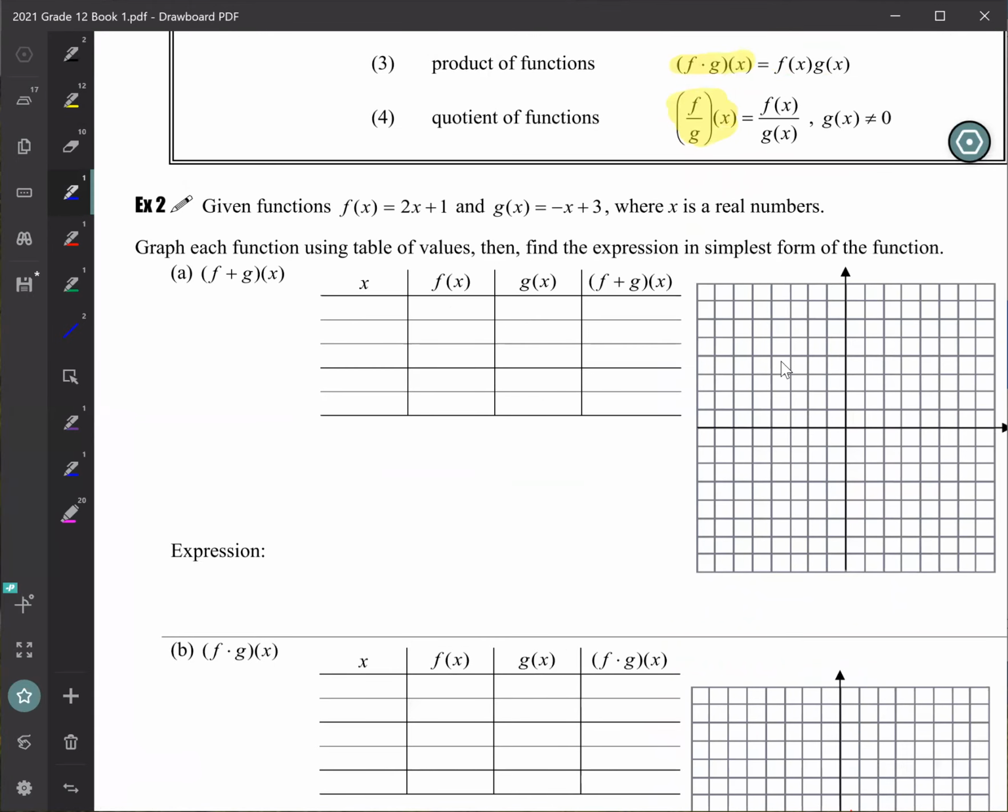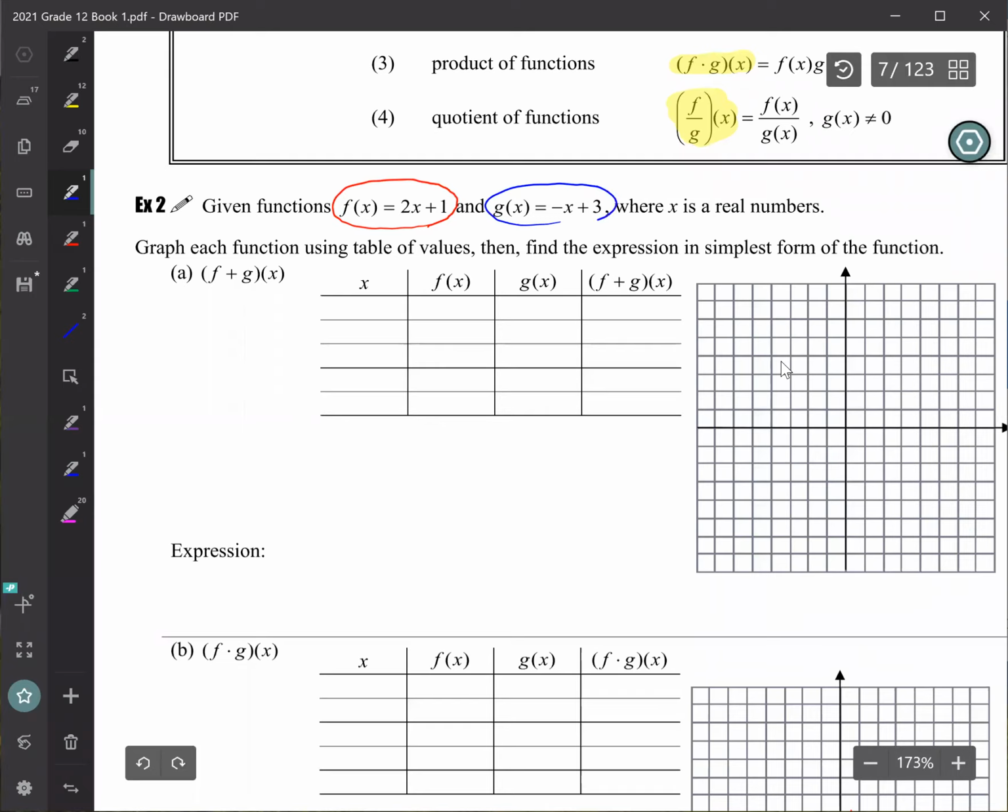Example 2, given the function f of x equal to 2x plus 1. I'm going to use the red for the f. If you have 2 different colors, you can grab that. And then the blue one will be the g. So 2 functions where x is a real number. So that means x, you can use any number you like.